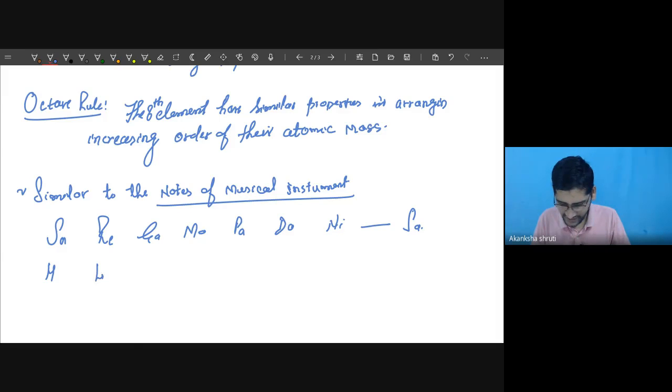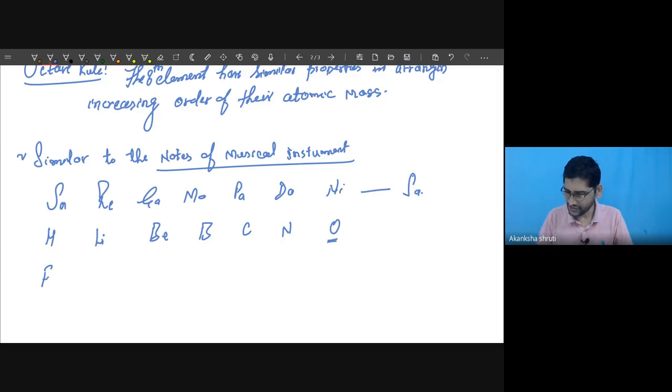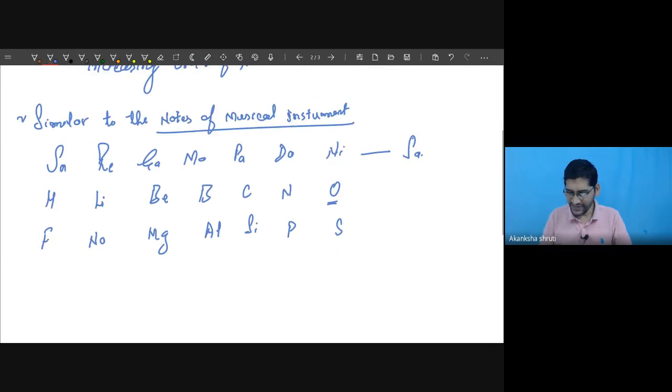He was able to put lithium, then beryllium, then boron, then carbon, then the next one, nitrogen and oxygen. After oxygen, what comes next? Fluorine. So fluorine was repeated. This was the only discovery. Fluorine, sodium, magnesium, aluminium. Write down the next one. Yes, carbon and silicon. Then nitrogen, with this phosphorus was matching, and sulfur was matching. So these were the notes and these were the elements.